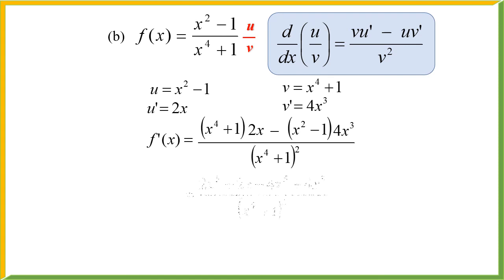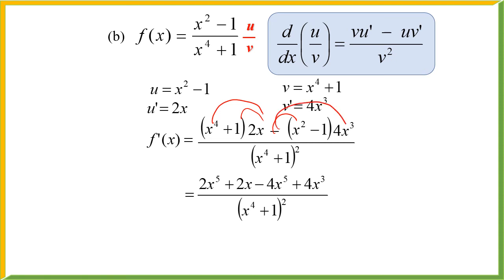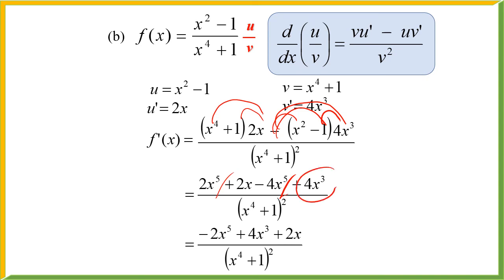Now just simplify the top one. So expand, x power 4 multiplied by 2x will be 2x power 5. 1 multiplied by 2x is 2x. And negative of x squared multiplied by 4x cubed will be negative of 4x power 5. And then the last one, negative of negative 1 multiplied by 4x cubed will be positive of 4x cubed. So for x power 5, here it will be negative 2x power 5 plus 4x cubed, and then the last one is plus 2x, divided by x power 4 plus 1 all square. So this is our final answer lah.